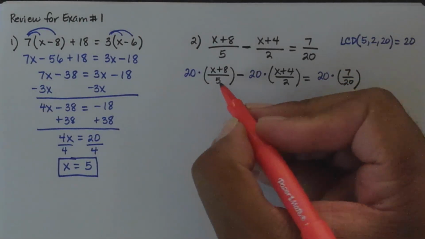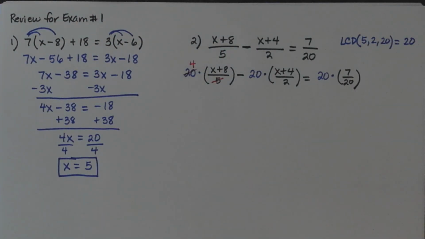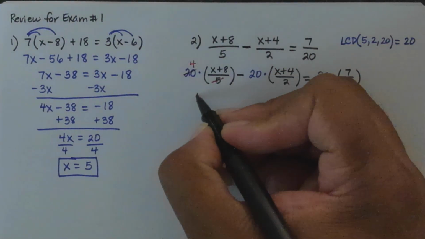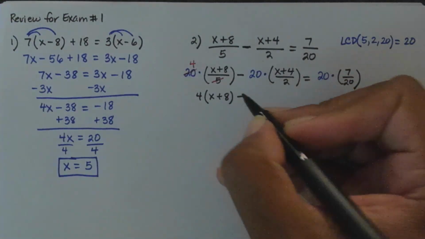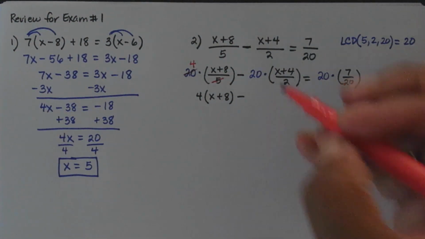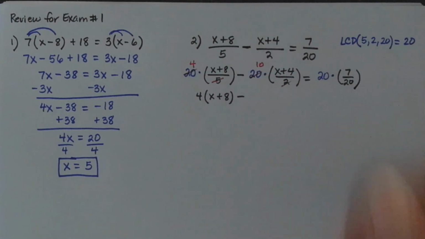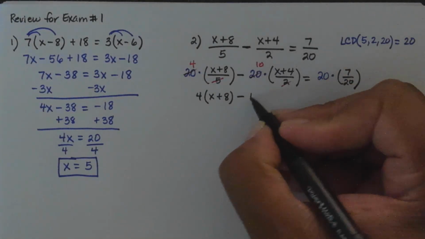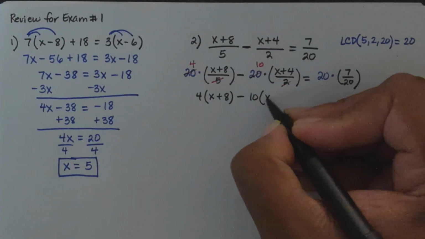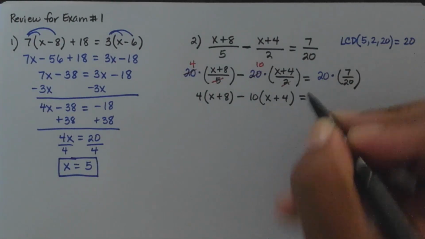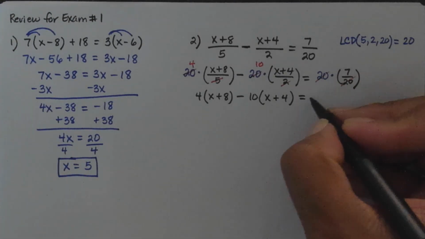All right, so now let's simplify this. If I divide this 5 into 20, that's going to go 4 times. So I'm going to have 4 times the quantity x plus 8. And then minus. If I divide this 2 into 20, that's going to go 10 times. So I have 10 times the quantity x plus 4. And that's equal to, these 20s divide out, you're left with 7.